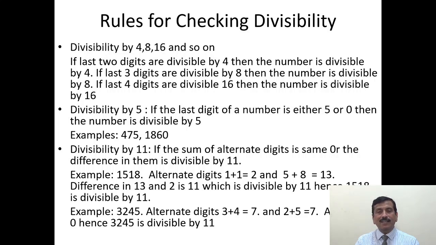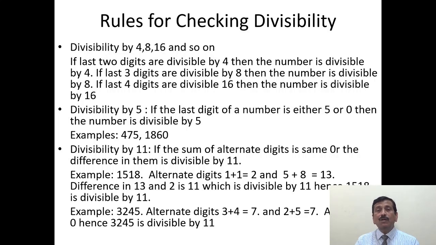Let's illustrate by another example, 3245. The alternate digits are 3 and 4, so 3 plus 4 is 7. And the second sequence is 2 plus 5. 2 plus 5 is 7. 7 minus 7 is 0. So they are equal. And this 3245 is also divisible by 11.